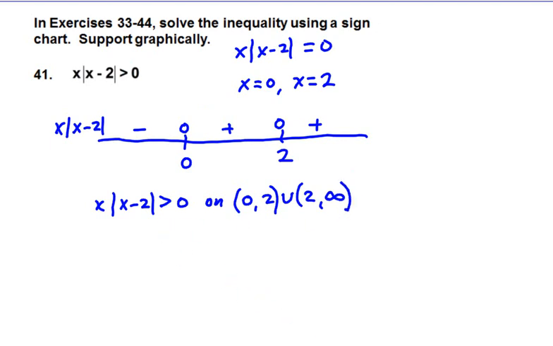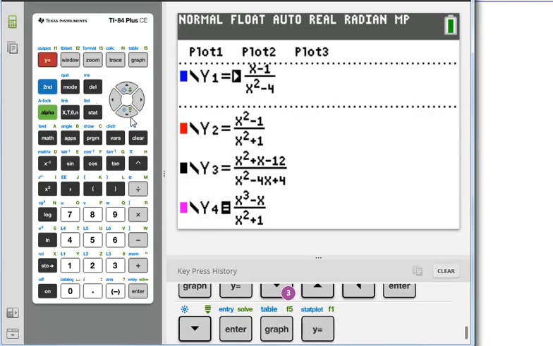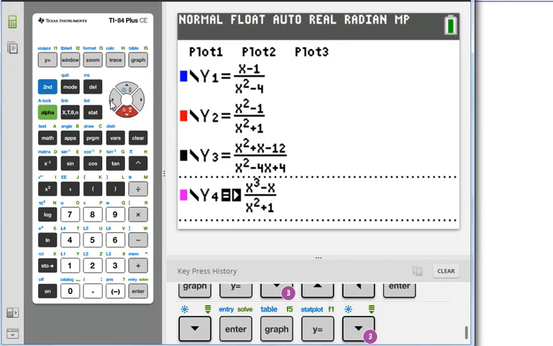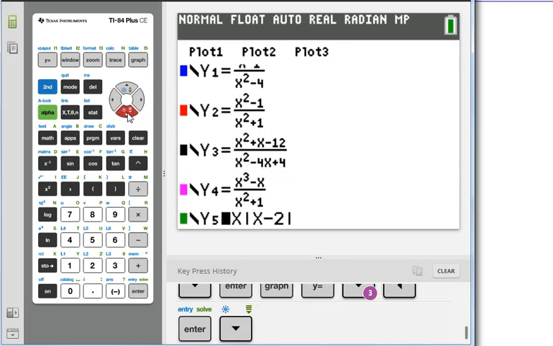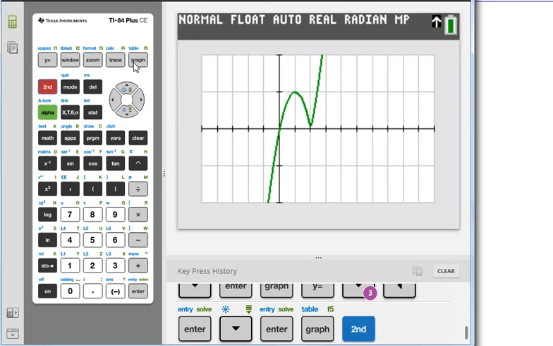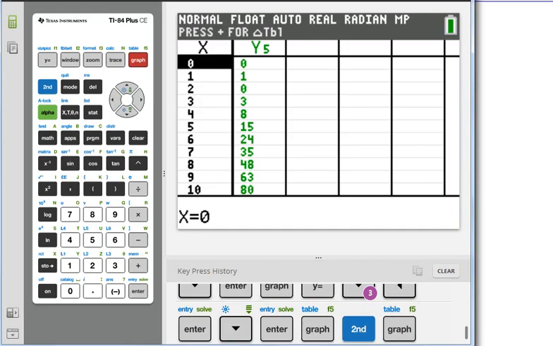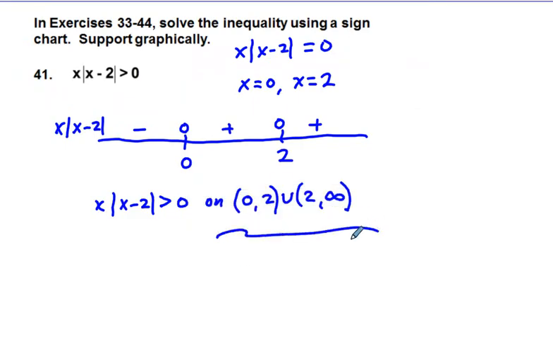Let's go check in the calculator. Okay, in the calculator, I'm going to turn off this Y4 and activate this Y5, should be in green. What do we see here? Okay, so between 0 and 2, but not including 2, let's look at that table view. At 2, we see 0, but we want greater than 0, so that is not included. So, therefore, this is a correct answer, graphically verified.